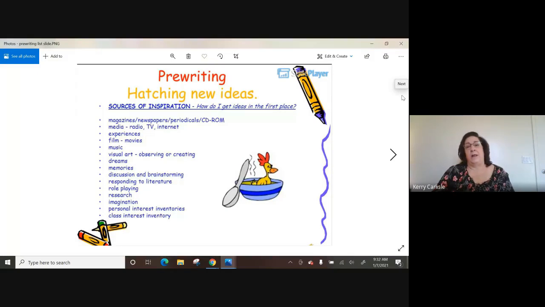Later this quarter, I'm going to ask you guys to write some poetry for me, and we're going to be going through the writing process for that. But I just wanted to remind you that sometimes if you're having a hard time coming up with ideas, you can have sources of inspiration, right? How do you get those ideas? That's what this is about.